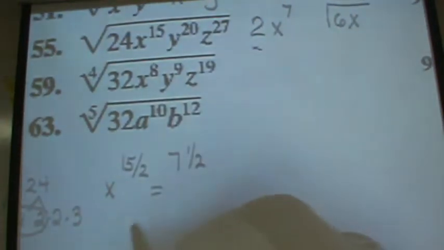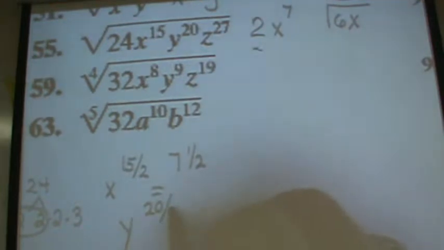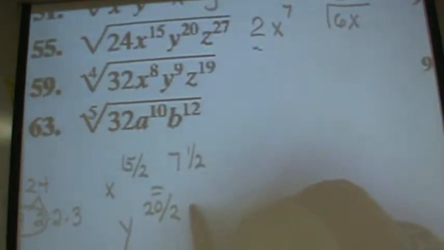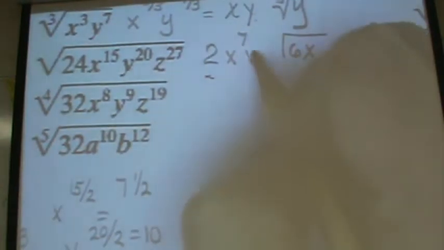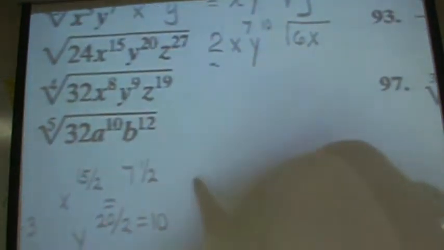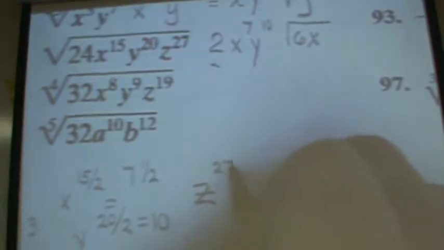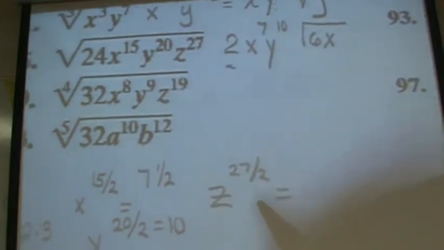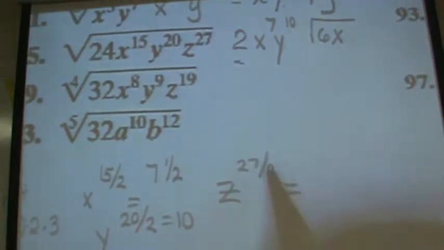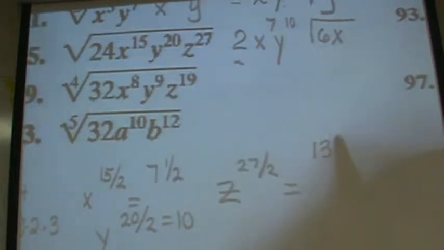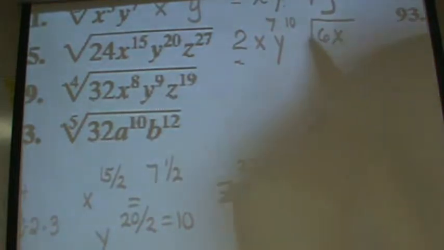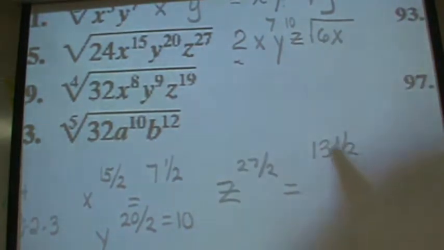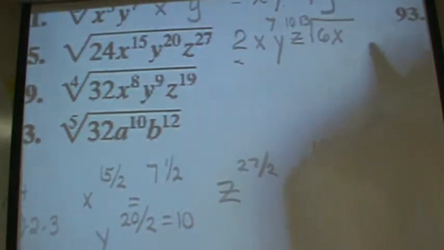Then we have y to the 20 over 2 power, which is a 10. So we have the whole y to the 10th comes out. And then we have z to the 27 over 2. So how many times does 2 go into 27? That would be 13. That's 26. 1 left. So that would be z to the 13th with 1 z left over.